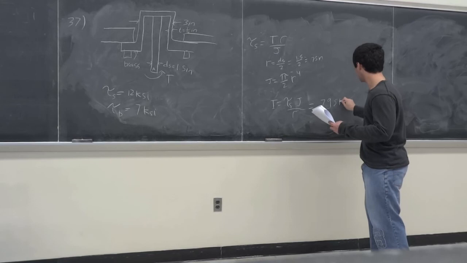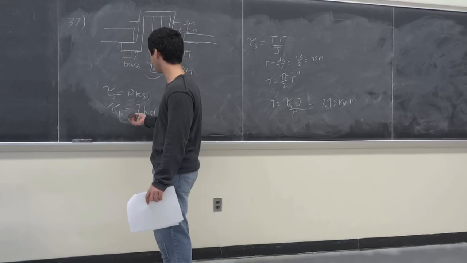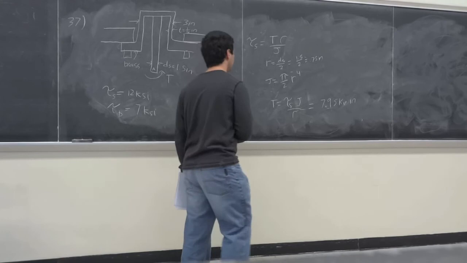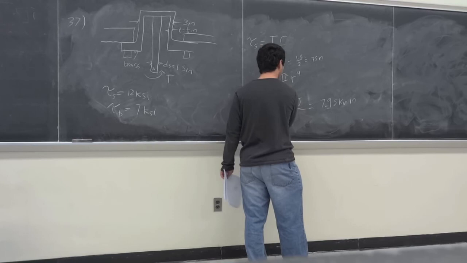Okay? Alright, so this is the torque for the steel constraint, but there's also shear. They also give you the shear for the bronze. So we have to determine the torque from this constraint too. And then we're gonna have to pick the smallest one. Okay? Because if we pick the larger one, then the brass is gonna shear off. Okay, the steel is gonna shear off, as you may see in a second.